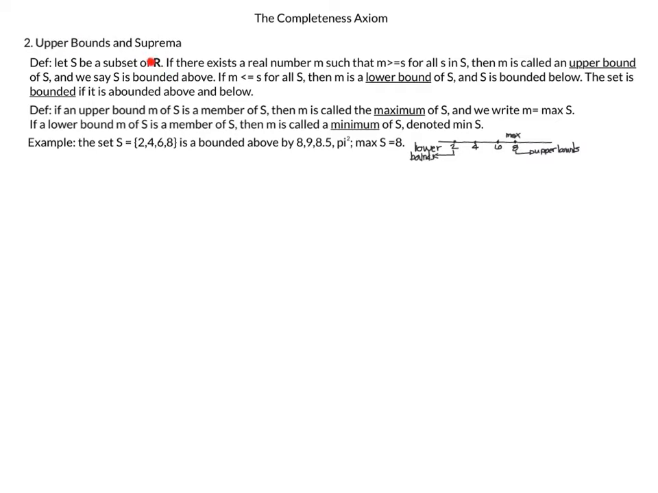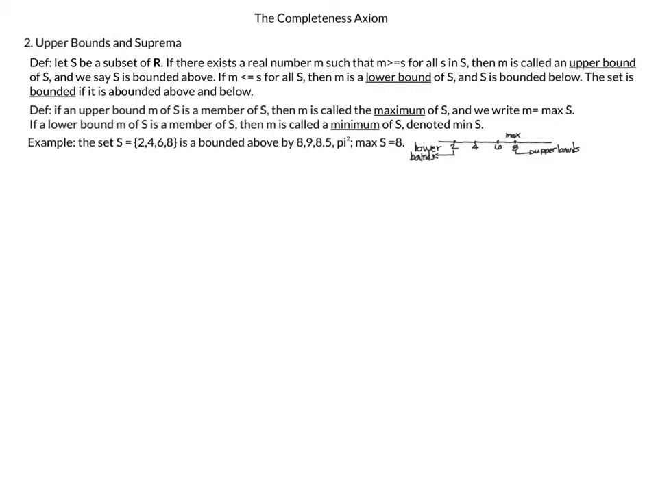So let S be a subset of R. If there exists a real number m such that m is greater than or equal to all elements in the set S, then m is called an upper bound. Again, m is greater than or equal to all the elements in S. It's an upper bound, and we say S is bounded above. Similarly, if m is less than or equal to all the elements of the set S, then m is a lower bound and S is bounded below. And the set is bounded if it is bounded above and below.